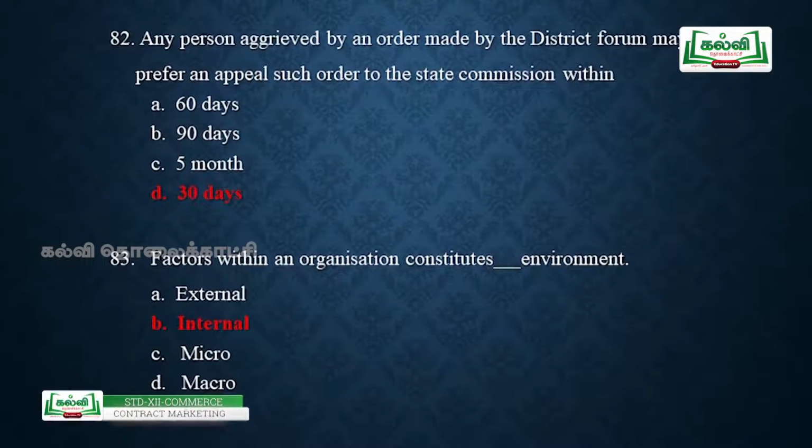Factors within which an organization constitute dash environment: external, internal, micro environment, macro environment. External environment is outside the companies, outside the organization. What are the factors that influence the company? Internal is within the company, the factors that influence within the company. Micro environment deals with only a particular department. Macro deals with the entire economy. But the question is factors within an organization. Within an organization is option B, internal is the correct answer.